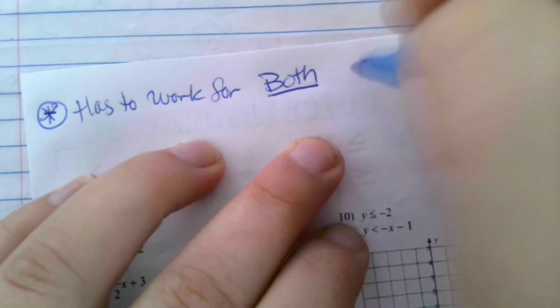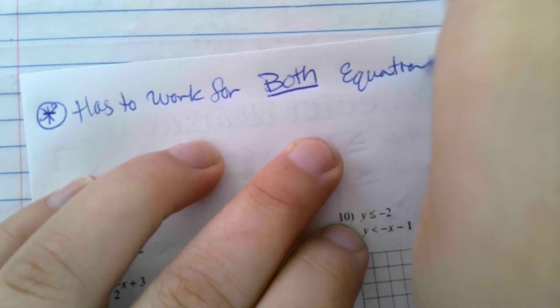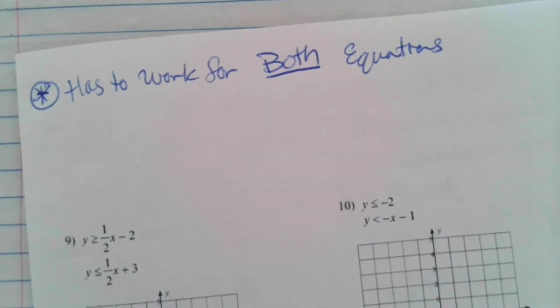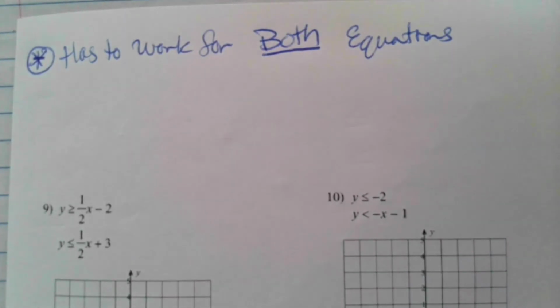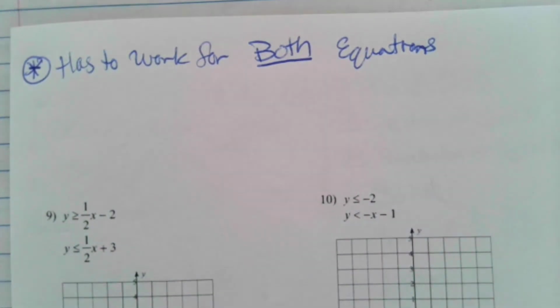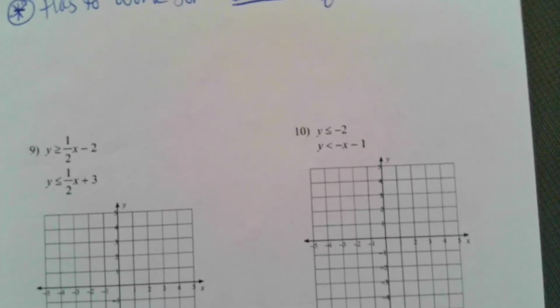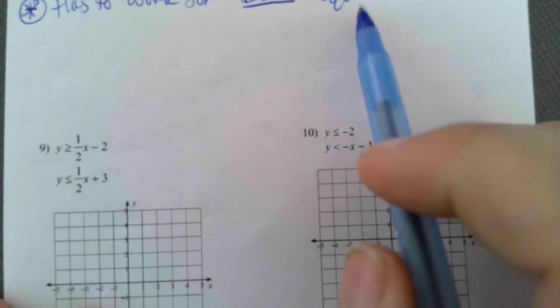So here's what you need to know. Here's the key thing. This is your key thing you got to know. To be a solution, it has to be in both shaded areas. Has to work for both equations. I'm trying to write neat, but I'm not very good at it.